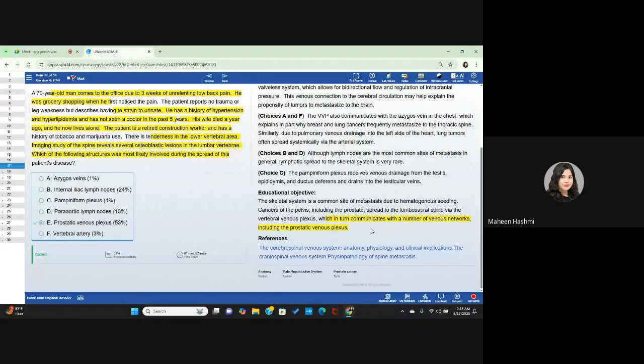Again, the other high yield thing here: these two plexuses are really important. Where do you see the pampiniform plexus plugged? Around the veins of the testes. Whenever the pampiniform plexus is obstructed, there's a condition called varicocele. Para-aortic lymph nodes you will find within the ovaries and testes, very important. Vertebral artery, they don't ask this. These three are very high yield for you to remember.